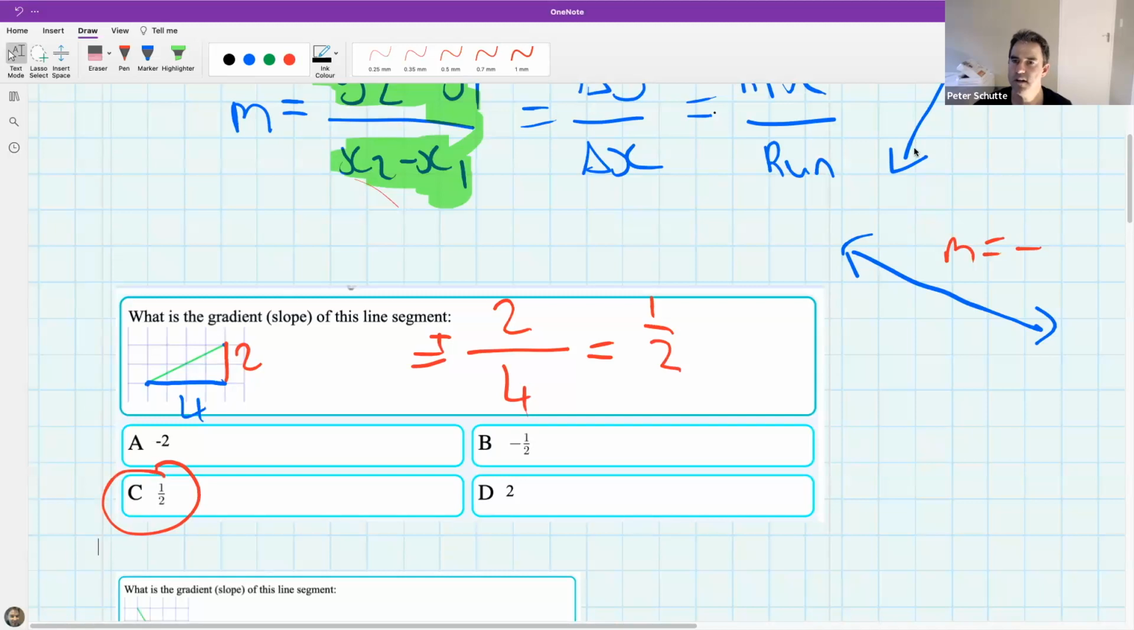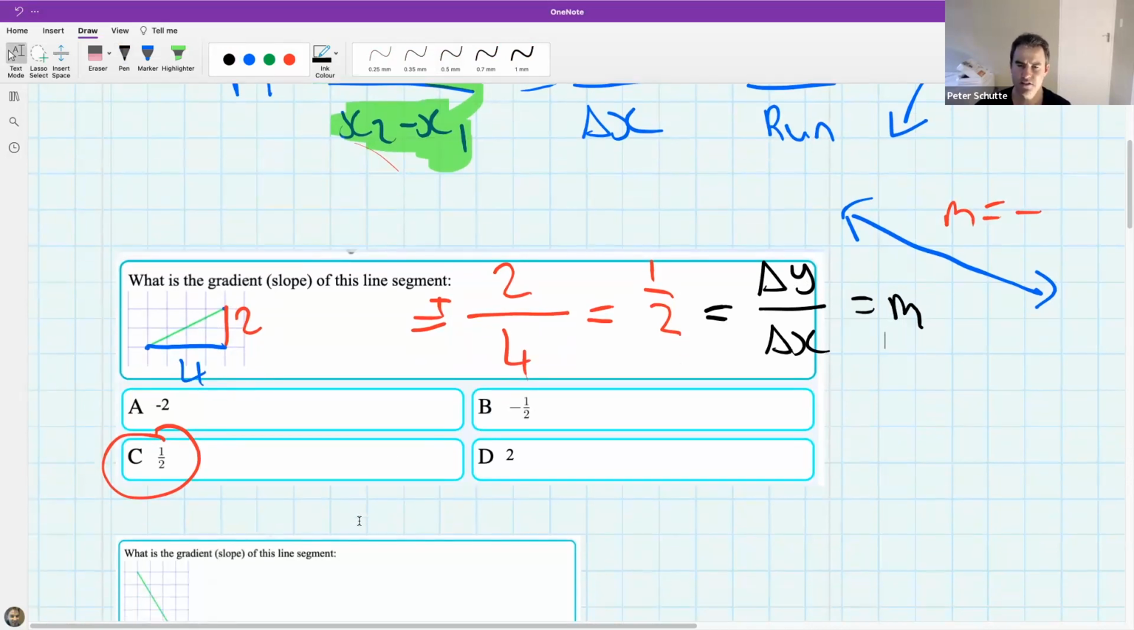So I see both C and D got some attention. The really important thing for you guys to realize is when we do gradient, we always do the change in y or the rise on top and the change in x is on the bottom. So this is really a great reason to do this question, just to catch it at the beginning of the evening. And the symbol we use for gradient is m. So you often see me write m.